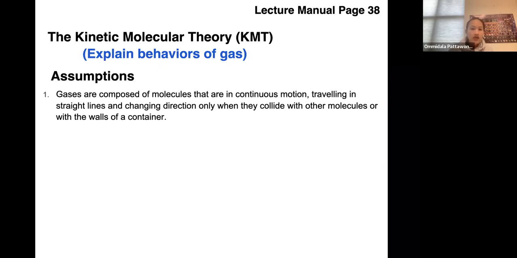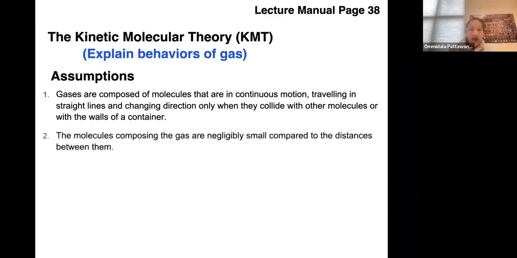The assumption that we need to make first in order to use this theory is, one, gases are composed of molecules that are in continuous motion, traveling in straight lines and changing direction only when they collide with other molecules or with the wall of the container. This assumption is necessary because it states that all gases would behave the same, right? So regardless of the type of gas, all gases should behave the same. They travel in a straight line and change direction only when they collide.